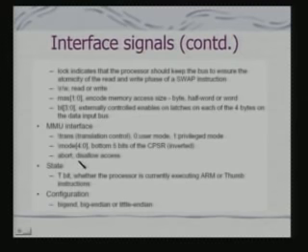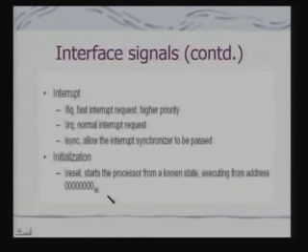Then there is the state which is indicated by the T bit, whether your processor is in thumb state or not, and configuration I already told you. These are all interrupts, and this initialization is a reset signal which forces the processor to start from a known state and execute from this location.